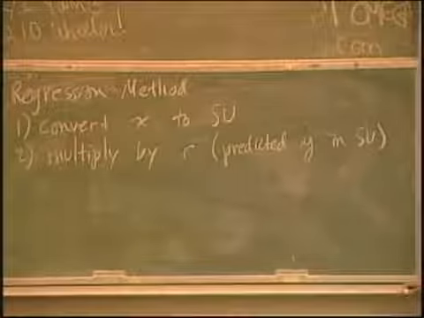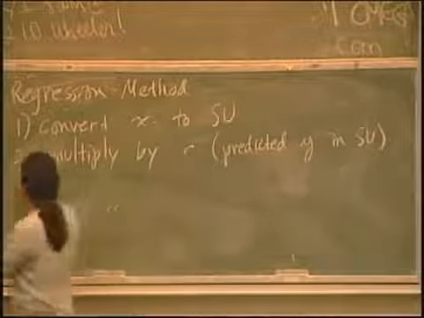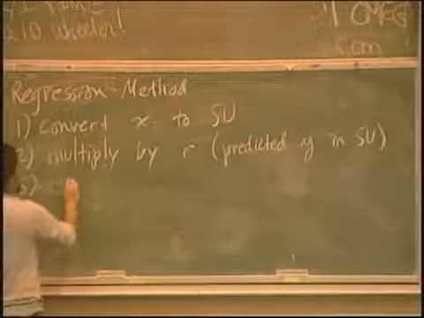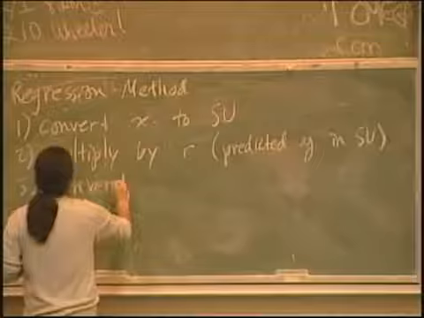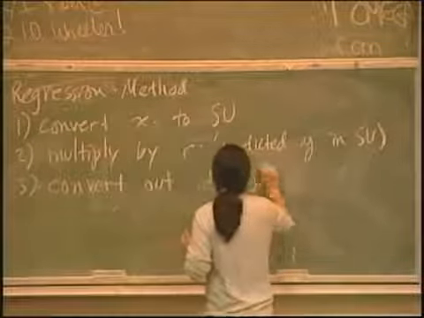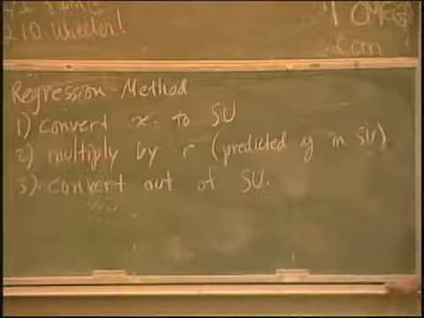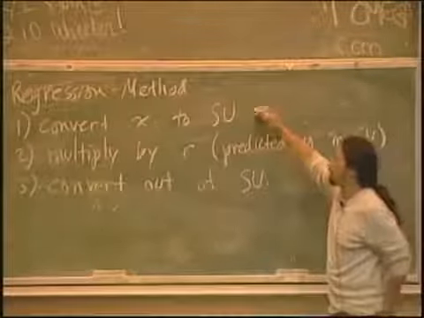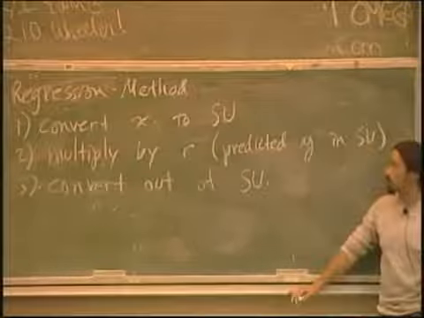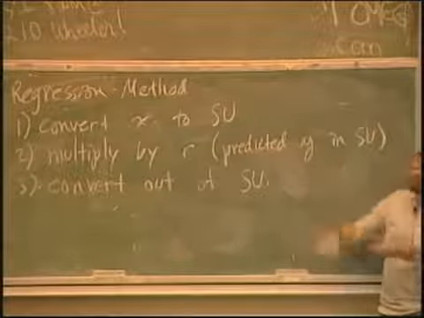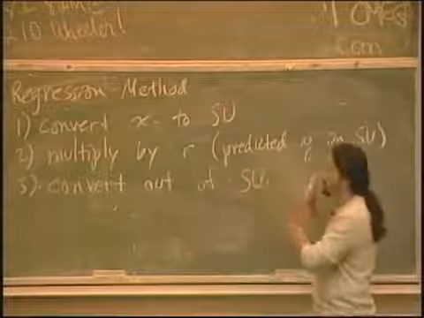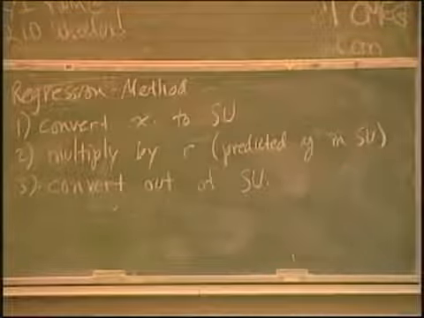All right. So finally, once you get that predicted y value in standard units, the last step is to convert out of standard units. So the math here is pretty much what you're used to. Converting into standard units and converting out of standard units is something we started doing in chapter 5. And then multiplying by r is just multiplication. So these are all steps that mathematically should be fairly straightforward for you.